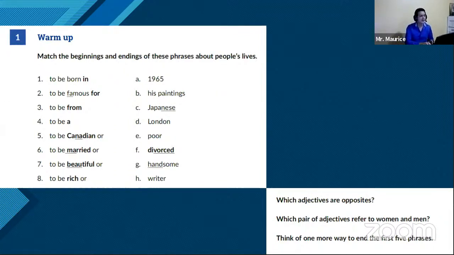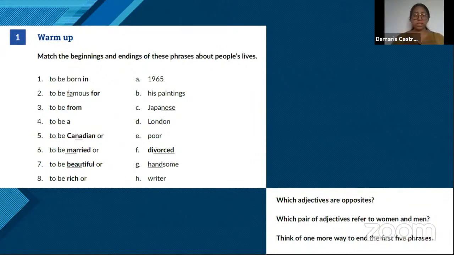Who can help me? Okay, I need a volunteer for the number 3 because it's a little bit difficult. For the number 3, anyone can help me with the number 3? Miss Damaris Castro, thank you. Think of one more way to end the first 5 phrases. Okay, me dice uno, to be born in, y tiene que ser un ending distinto. Number 1, 2, 3, 4, and 5. Thank you, Miss. You go.